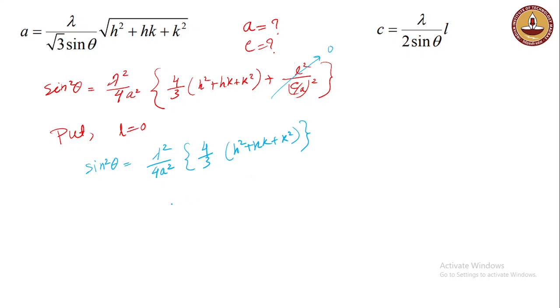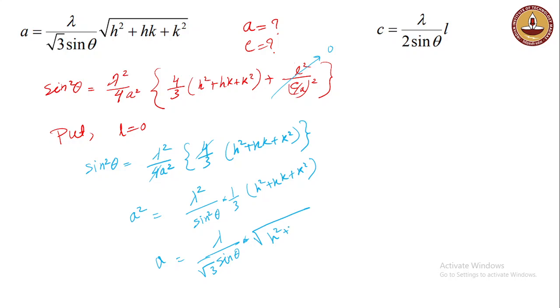Now in this equation, if you take this a square to this side and remove this 4, let me take this one a square to this side, so we'll get lambda square sine square theta here, and we have 1/3, and we have h square plus hk plus k square. If I want a value, it will look like lambda sine theta root 3 will become here, 3 will be root 3, and it will be root of h square plus hk plus k square.